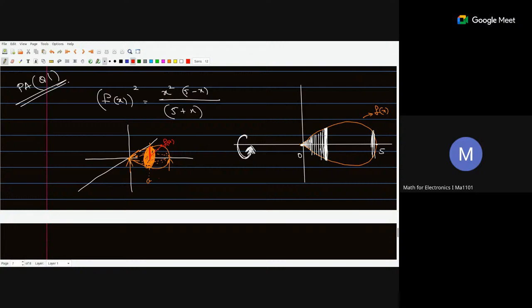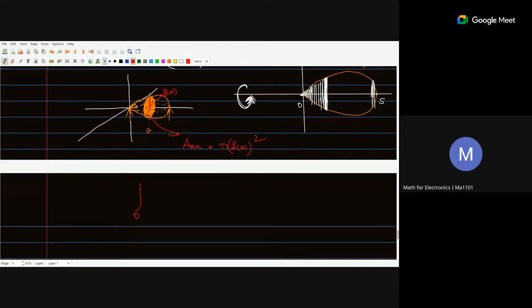So the area of this small disk will be pi f of x whole square, or pi f of a whole square at point A, it will be f of a. Now my a is variable, it starts from 0 to 5. So integrate it from 0 to 5, pi f of a whole square dA. Or if you are interested in writing everything in terms of x, you can write it in terms of x.